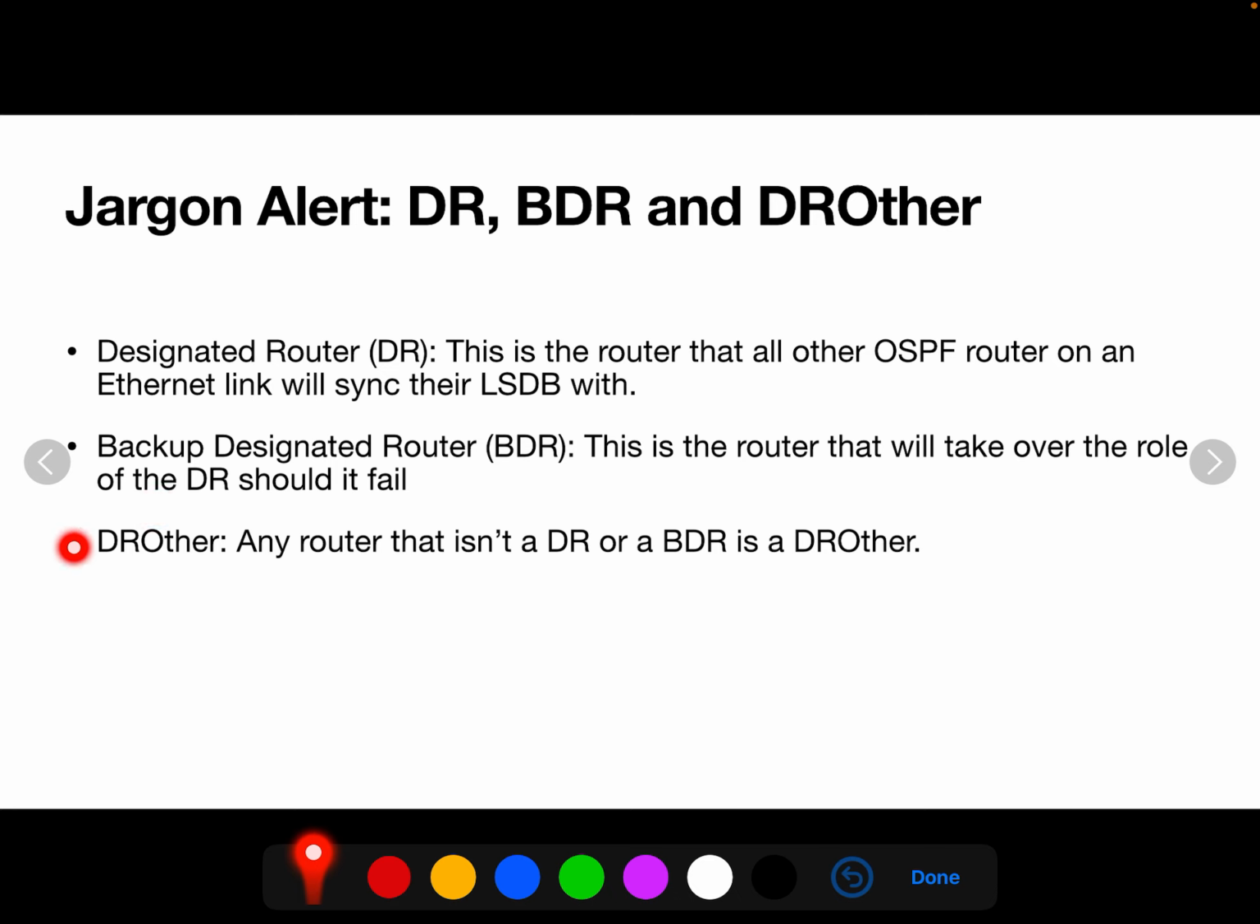And designated router other, or DR other, however you want to pronounce it. This means any router that isn't a designated router or a backup designated router. They are called DR other routers or other routers. So that's what these three terms mean.